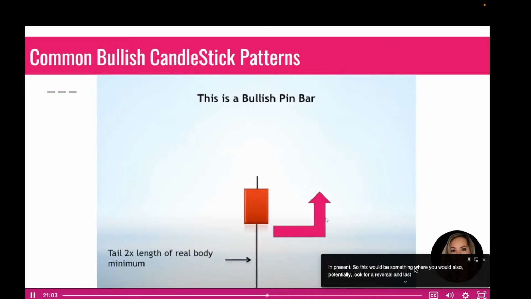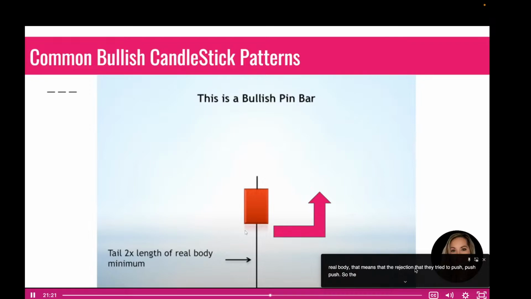And lastly, the bullish pin bar is something that you will see a lot. Also similar to having a very strong rejection wick. As you can see here, the tail is two times the length of the real body. That means that the rejection that they tried to push.